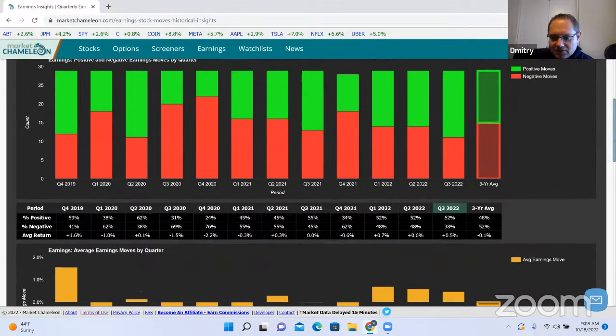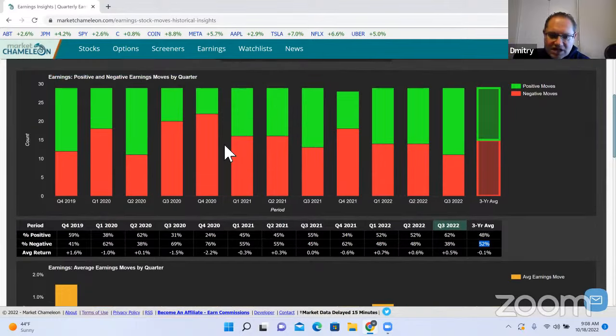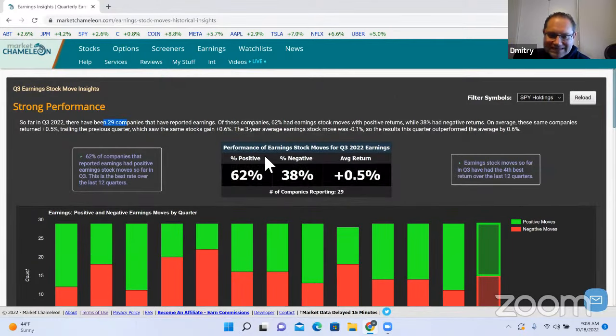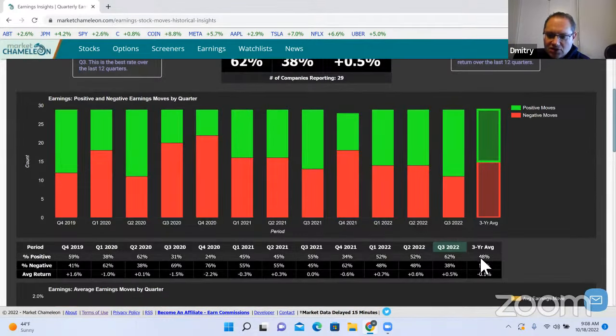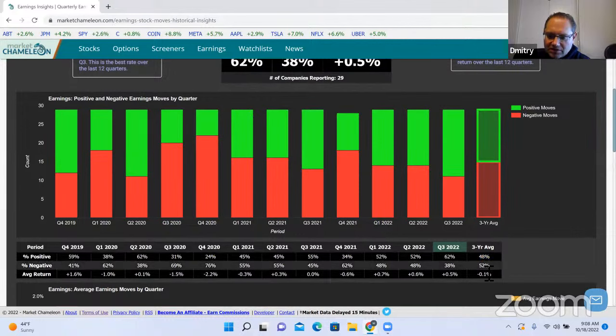And let's come down here. This is where we are here. 62% higher, 38% lower, for an average gain of 0.5%. And that's doing much better than the 3-year average. And this is, again, comparing the same group of stocks, these 29 stocks going back in history. You could see how they did on average versus the most current quarter. So that's better, right? So far, it's been better.